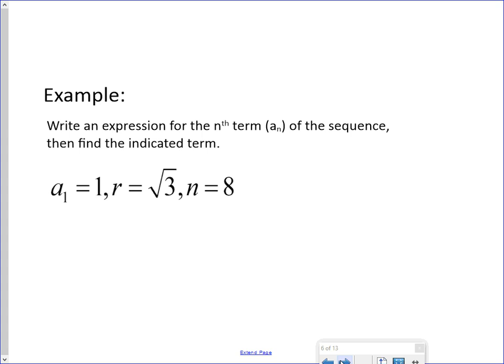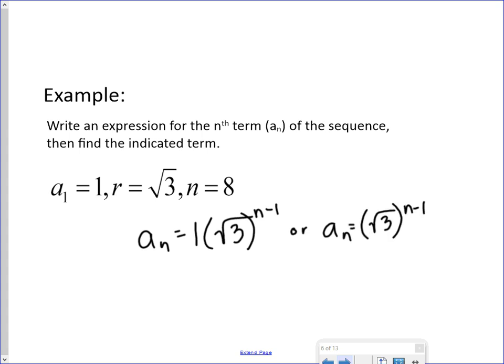So this is nice. They give me everything I need, right? First term, ratio. a sub n equals 1 times r, square root of 3, raised to the n minus 1. There's my rule, or my formula. You could write this as just the square root of 3 raised to the n minus 1. Right? If your first term is 1, you don't necessarily have to write it out there. So don't be alarmed in your homework assignment if you get some rules and you don't see a first term, and your first term is 1.